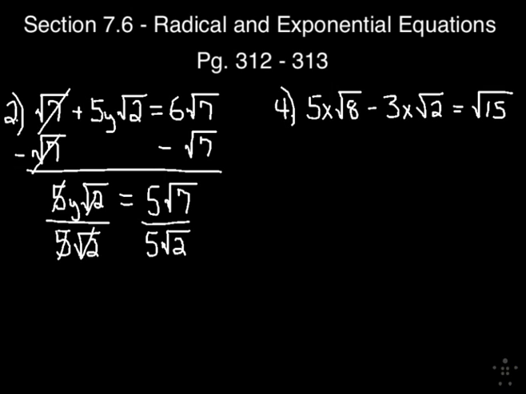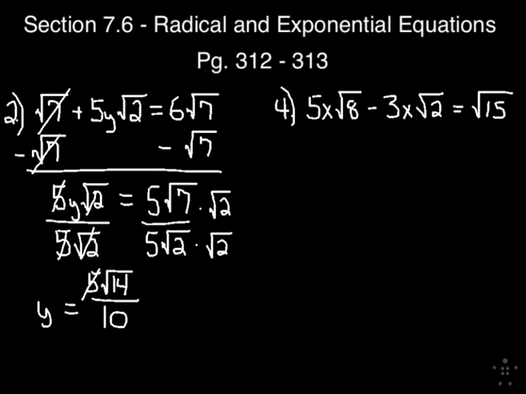Now the only thing is we can't have radicals in the denominator, so we rationalize the denominator by multiplying by the square root of 2. The square root of 2 times the square root of 2 is the square root of 4, which is just 2. So my denominator becomes 10. 5 times 2 is 10. And then in my numerator, 5 square root of 7 times the square root of 2 is 5 square root of 14.